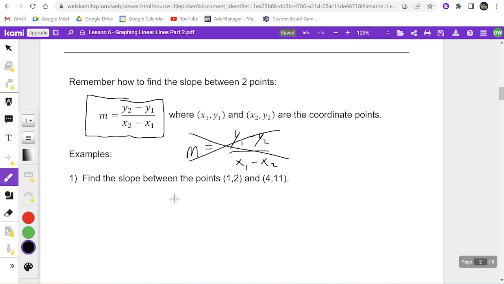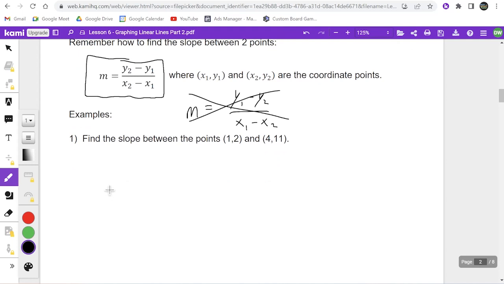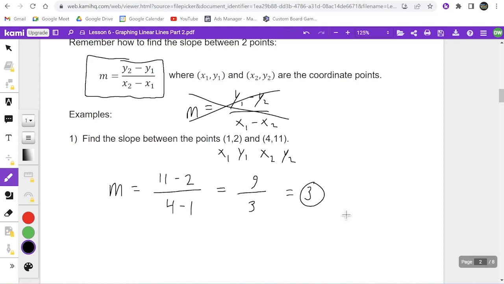So for instance, if I want to find the slope here for number 1, m equals, so 1 is x1, 2 is y1, 4 is x2, 11 is y2. And so it's going to be 11 minus 2 over 4 minus 1. And that's going to be 11 minus 2, 9, divided by 4 minus 1 is 3. 9 divided by 3. Looks like you've got a slope of 3. And that's it for how to find the slope. Any questions there?